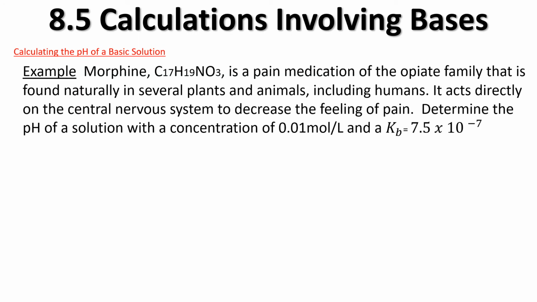Morphine is a pain medication of the opiate family that is found naturally in several plants and animals, including humans. It acts directly on the central nervous system to decrease the feeling of pain. To determine the pH of a solution with a concentration of 0.01 molar and a Kb of 7.5 times 10 to the minus 7, this one we can jump directly into an ice chart.